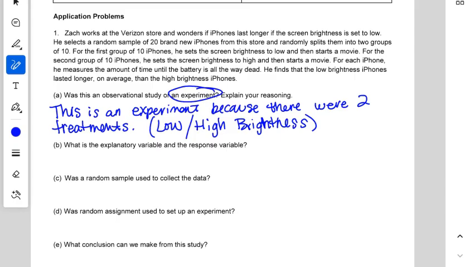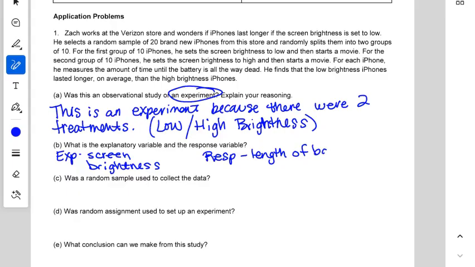Okay, what's the explanatory variable? Yep, screen brightness. What's the response variable? So length of battery life. Any way you write that, as long as you're saying the same thing I am, it's fine. Okay, was this a random sample? Yes. So they said they randomly sampled. Was it a random assignment? Yes. Okay, so what can we conclude about this?